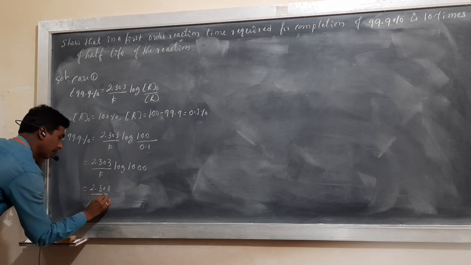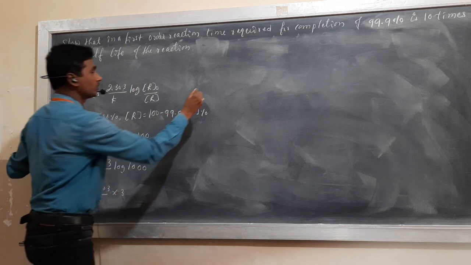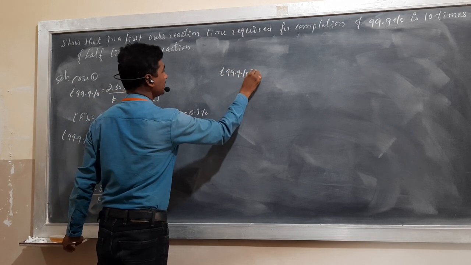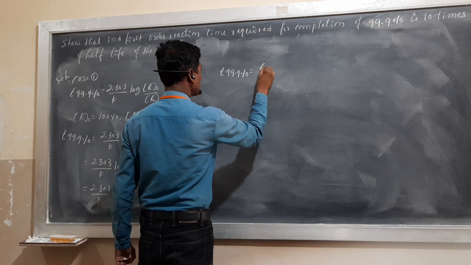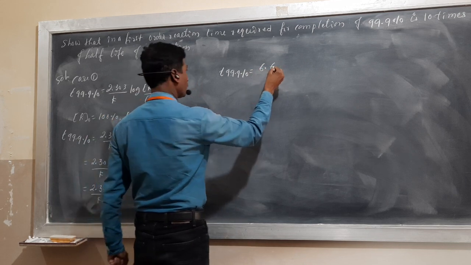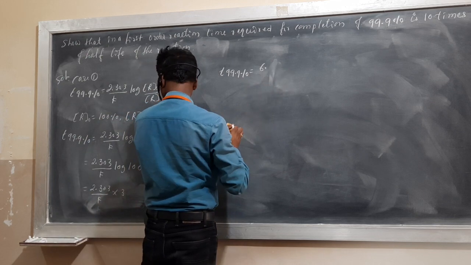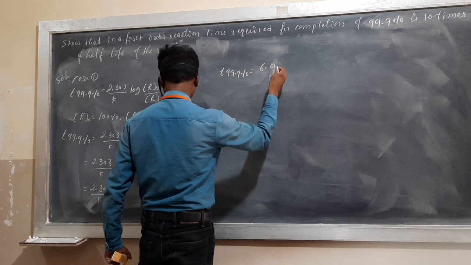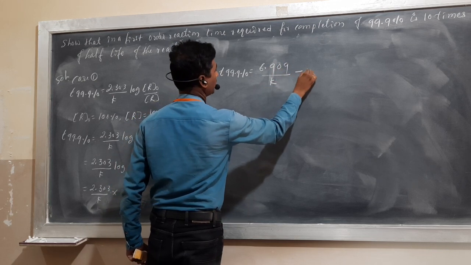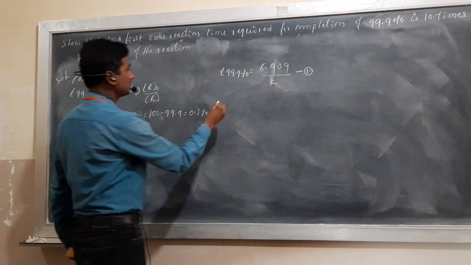Now 2.303 divided by K, and log 1000 is equal to 3. So T99.9% is equal to 2.303 times 3, which is 6.909, divided by K. So this is the first equation, equation number 1. Next, case 2.